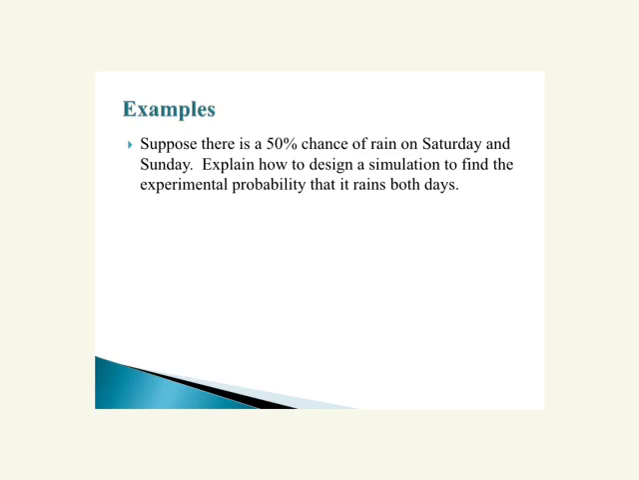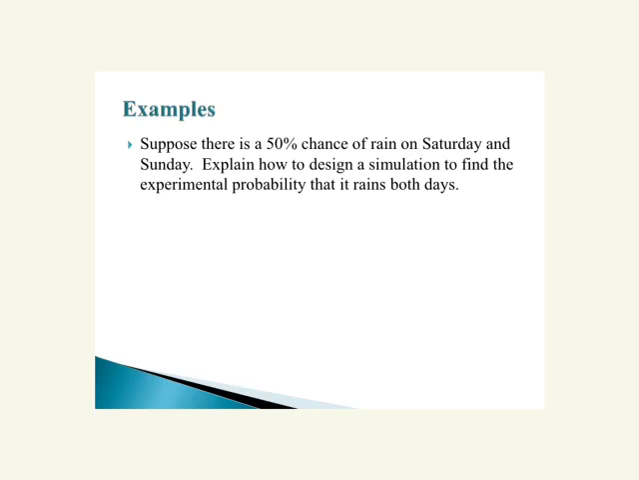The last example I have says, suppose there is a 50% chance of rain on Saturday and Sunday. Explain how to design a simulation to find the experimental probability that it rains both days. The simulation I would design here would be to use a coin. I would flip the coin and say, heads is rain, tails is no rain. I would flip it once for Saturday, once for Sunday, and record my data. I would then do several trials of this so that I could have a large portion of data to find the experimental probability that it would rain both days. So I would use heads as yes it rains and tails as no it doesn't.